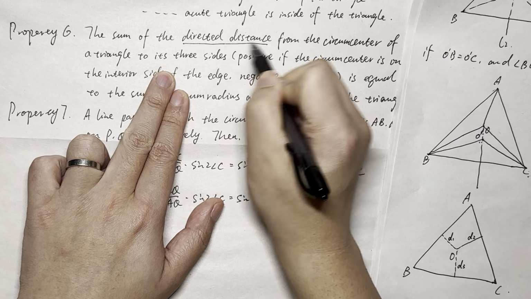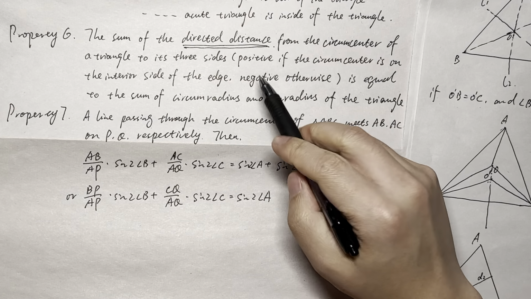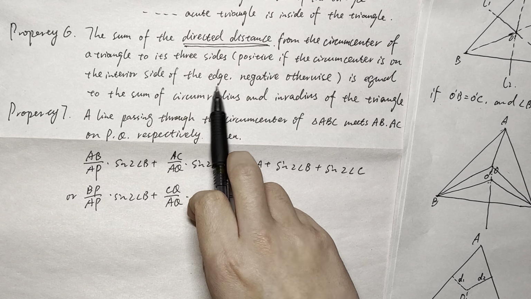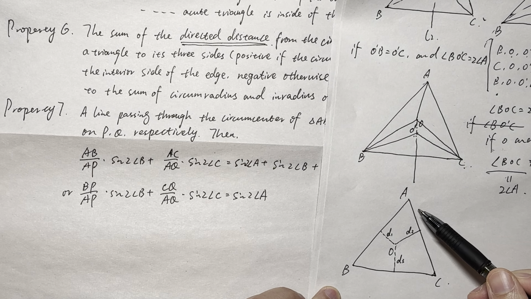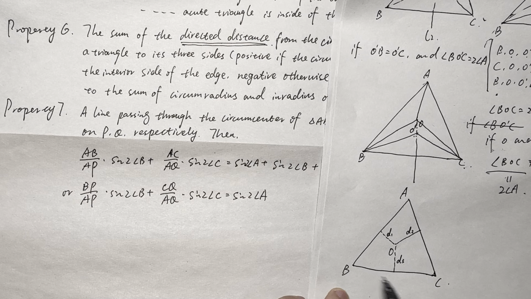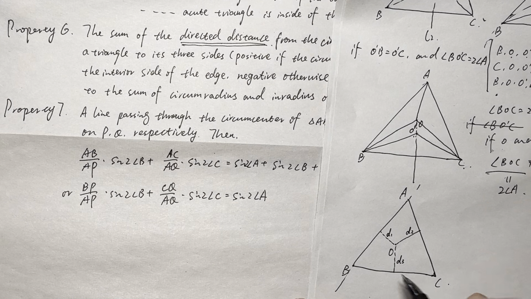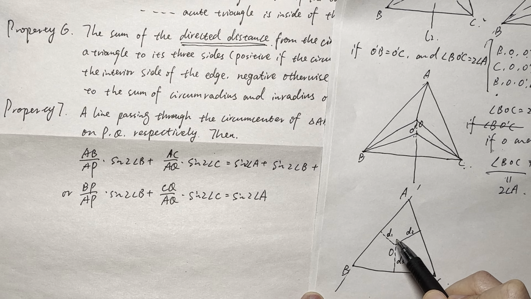Here, it's saying directed distance, and it's positive if the circumcenter is on the interior side of the edge, right? What is the interior side? That means the circumcenter and the triangle are on the same side of the edge, right? So for this case, you can see the circumcenter is here. Let's see, for the edge AB or for the line AB, right? Both triangle ABC and the circumcenter are on the right side of the edge AB, right? So that means D1 is positive.